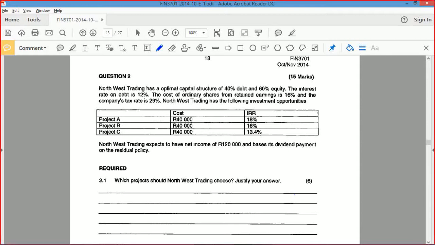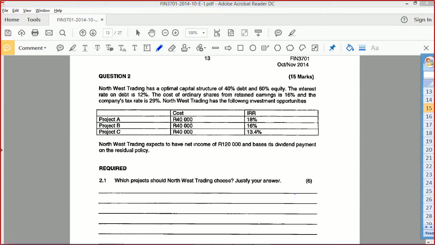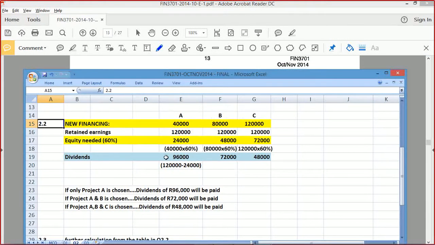So what you should do, because this was out of like 6 marks, I doubt that one calculation is going to get 6 marks. And that's why I did 3 calculations. In terms of new finance, if I accept 1 project, I need 40,000. Do we have retained earnings for 40,000? Yes. How much of the 120 are we going to be using? Only 24,000. So the dividends, if I accept 1 project, would be 96. That would be the payout for 1 project.